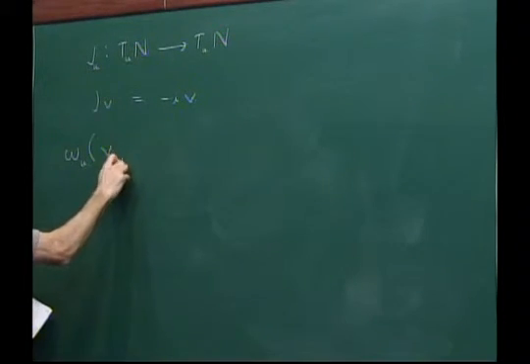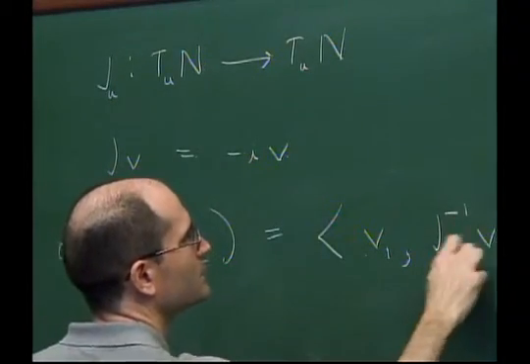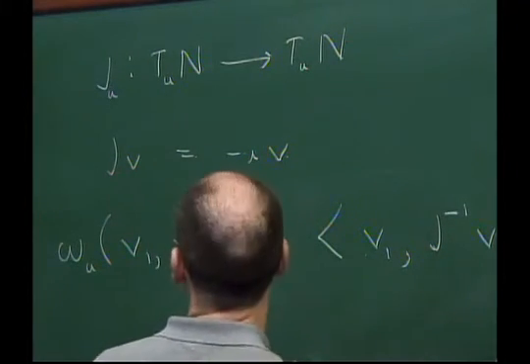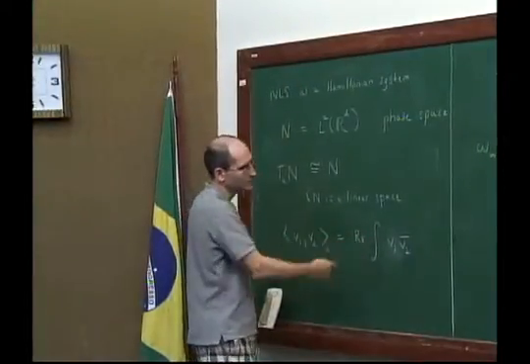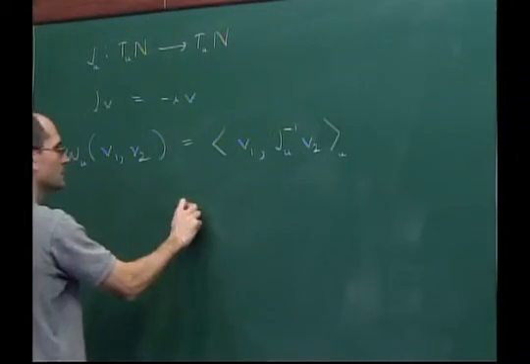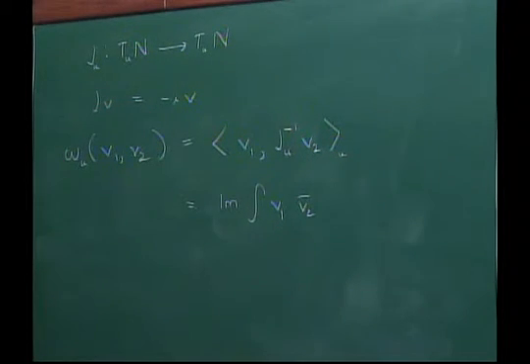Then that operator J, coupled with the metric, gives you a symplectic form. Omega at U of V1, V2 is the metric of V1, J inverse V2 at U. And then again, everything is independent of U in our particular case. So it's just throwing an I in here, and then taking the real part, so it's actually the imaginary part of V1 V2 bar. So that's a non-degenerate 2 form on this space, and that's what a symplectic form is.